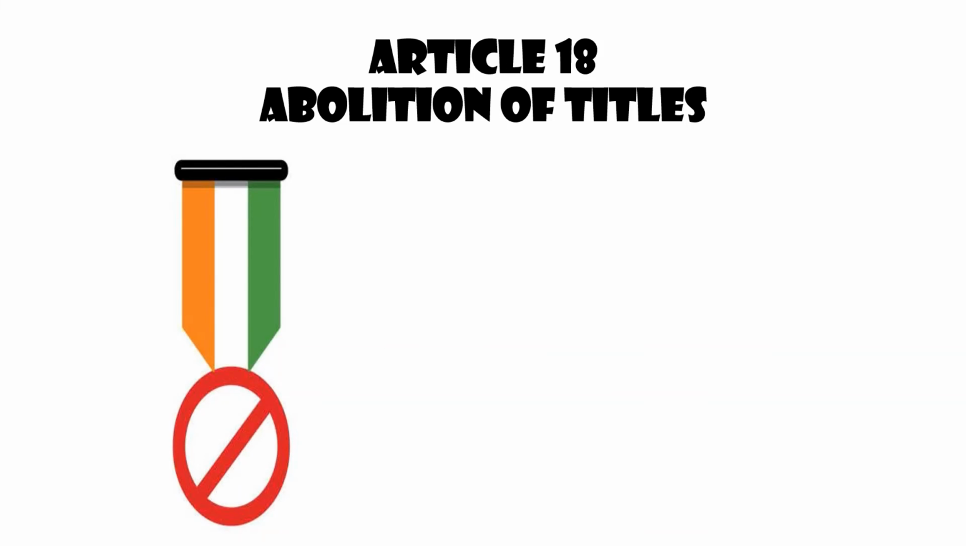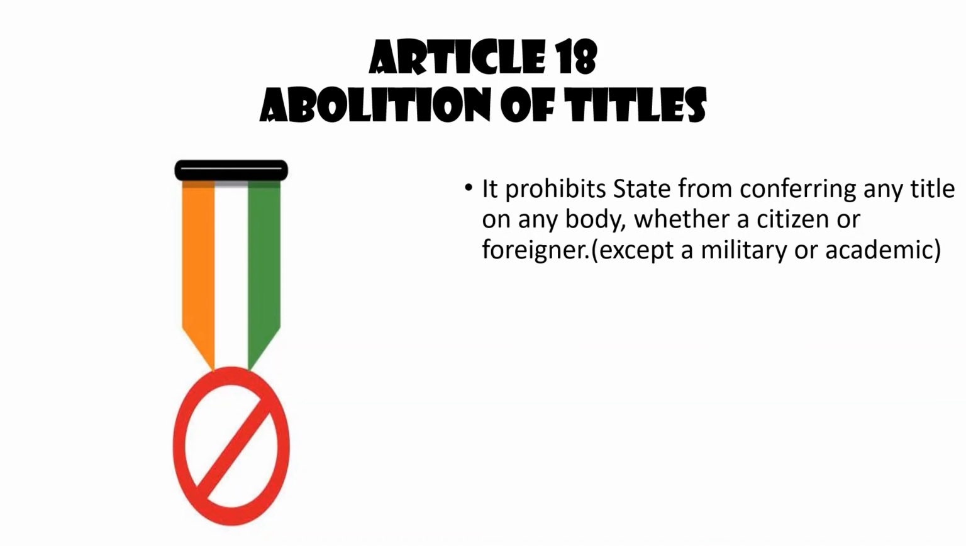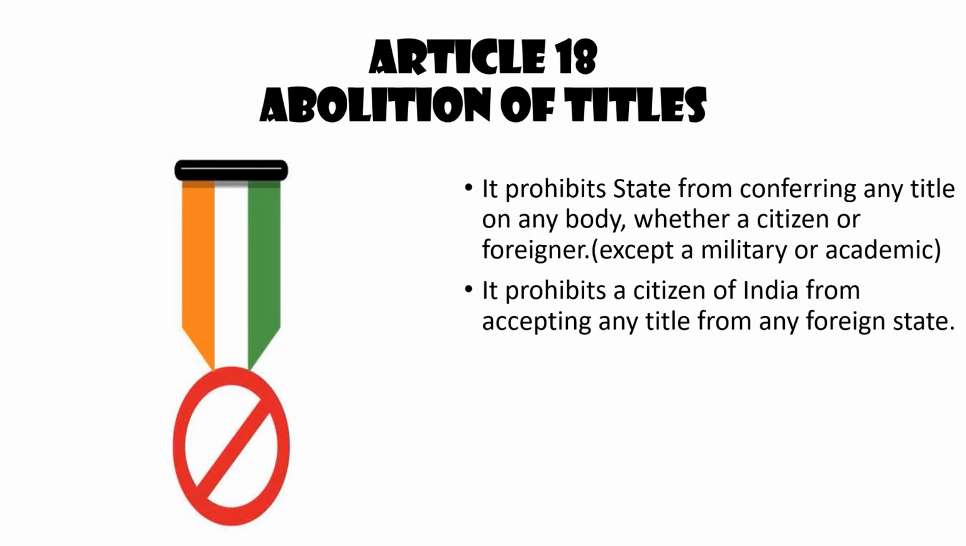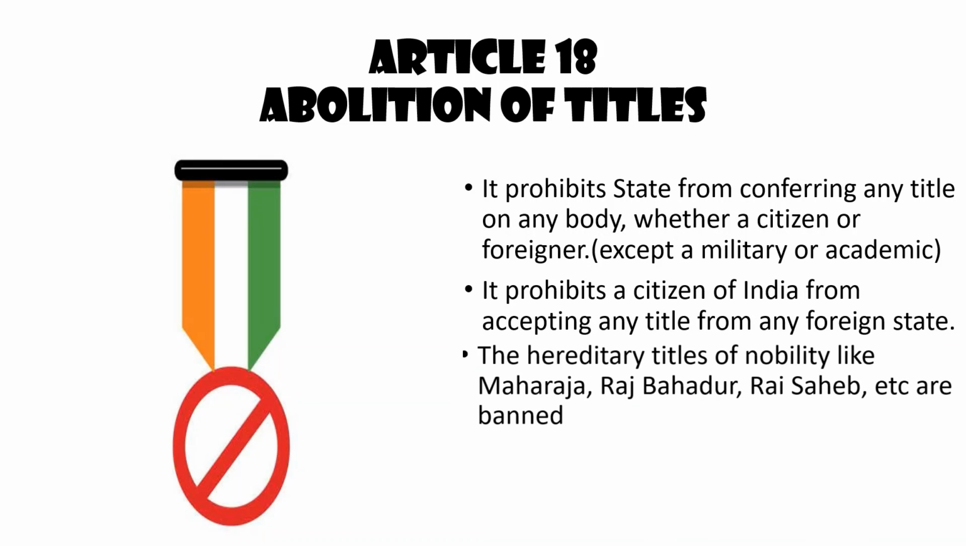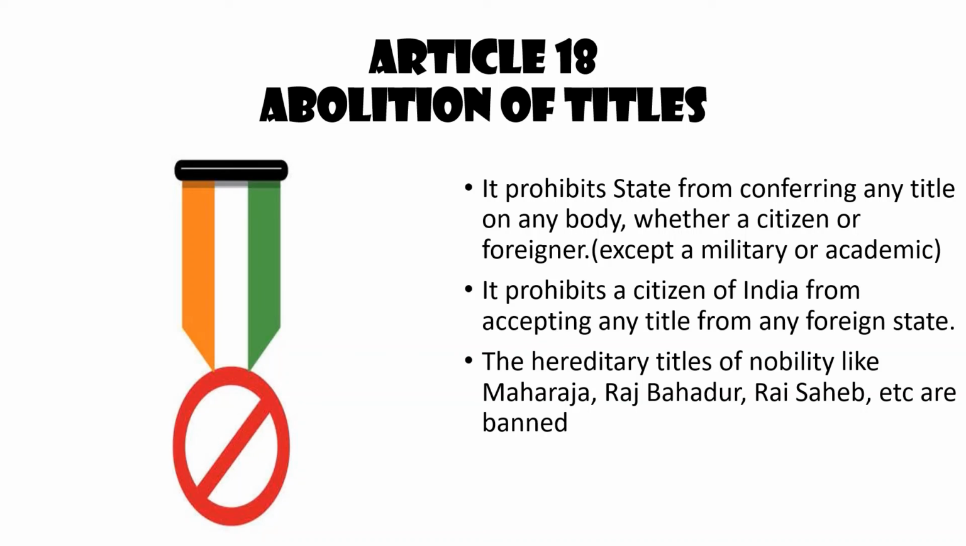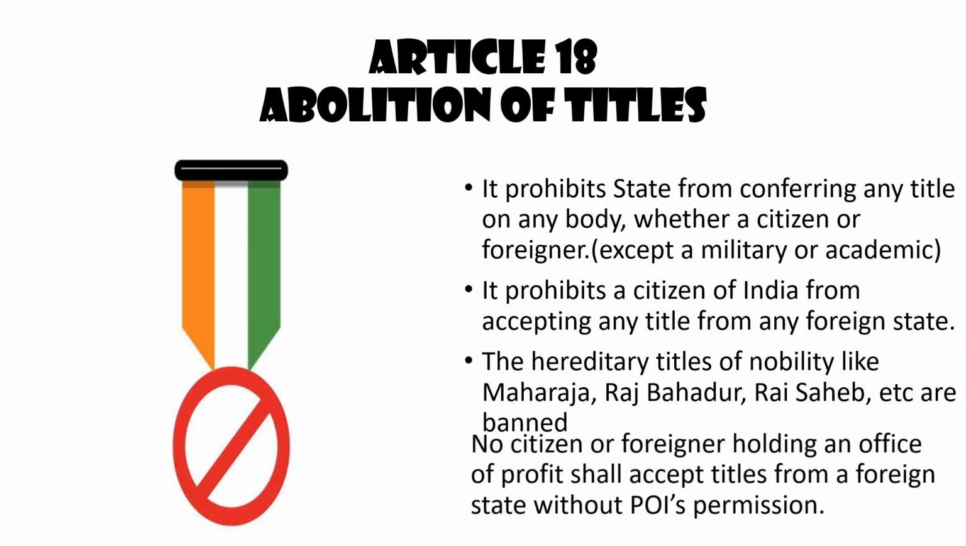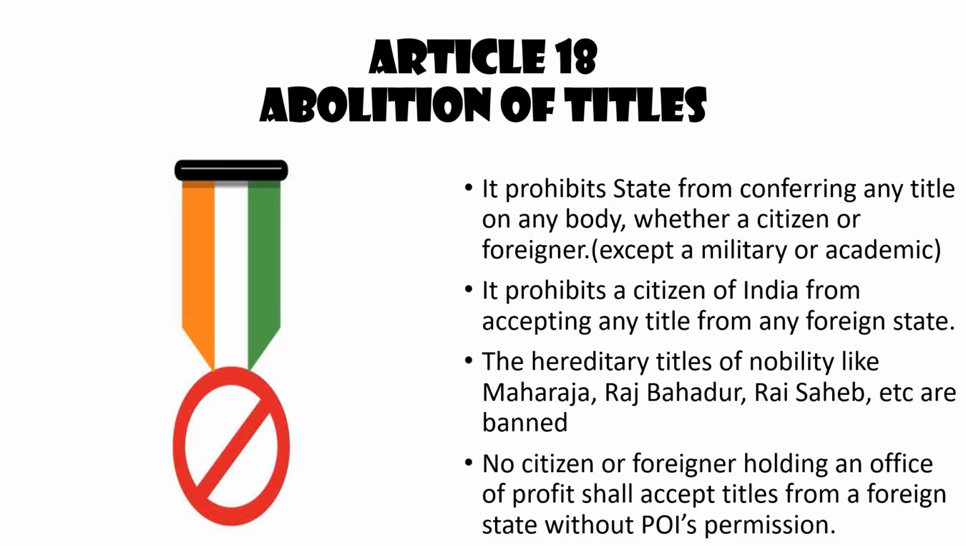Article 18 deals with the abolition of titles and puts forward the following provisions. It prohibits the state from conferring any titles except a military or academic distinction on anybody, whether a citizen or a foreigner. It prohibits a citizen of India from accepting any title from any foreign state. The hereditary titles of nobility like Maharaja, Raj Bahadur, Rai Sahib, etc. are banned. No citizen or foreigner holding an office of profit shall accept titles from a foreign state without the President of India's permission.